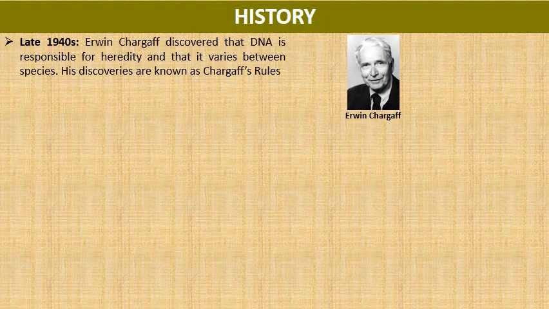In the late 1940s, Irwin Chargaff discovered that DNA is responsible for heredity and that it varies between species. His discoveries, known as Chargaff's rules, proved that guanine and cytosine units, as well as adenine and thymine units, were the same in double-stranded DNA. And he also discovered that DNA varies among species.